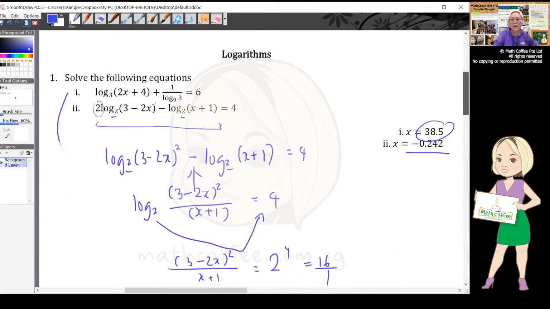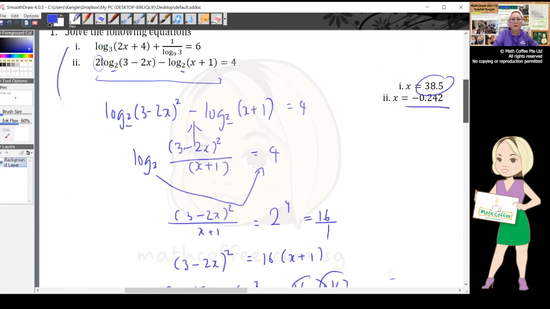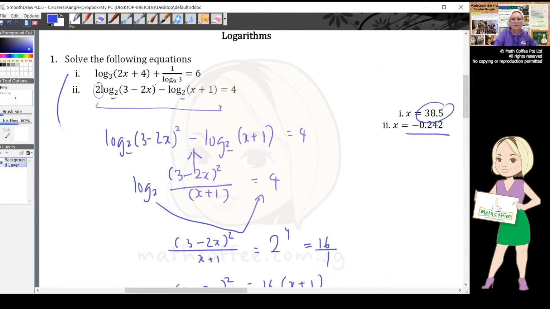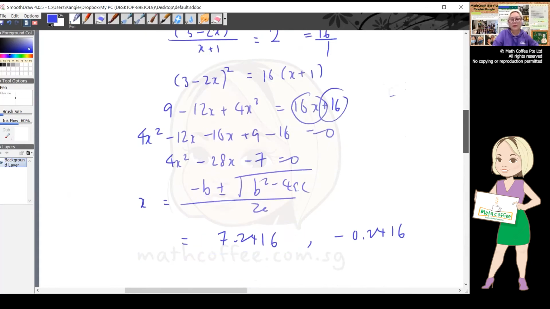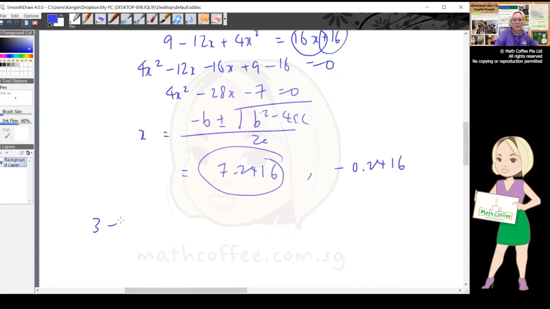Okay, you must always test it out. Okay, let's put it up. Once you solve the x, we have 2x now, right? So you need to test whether it is valid or not. Let's take a look at this one. This is 3 minus 2x. If today this is 3 minus 2 times 7.2416, it gives you a negative value, agree?